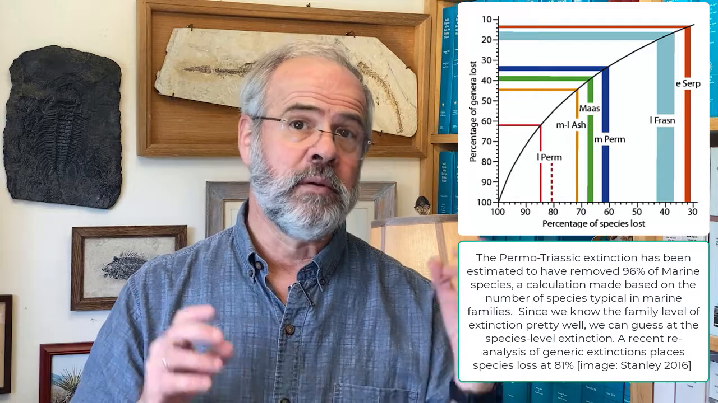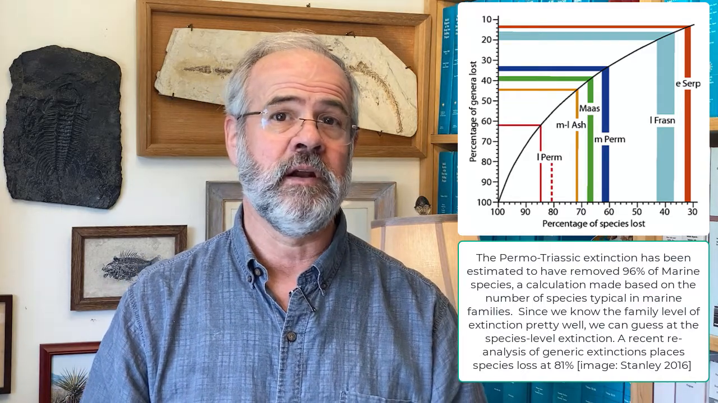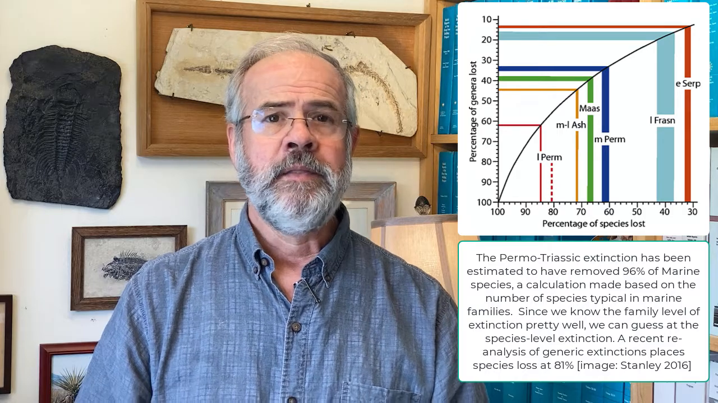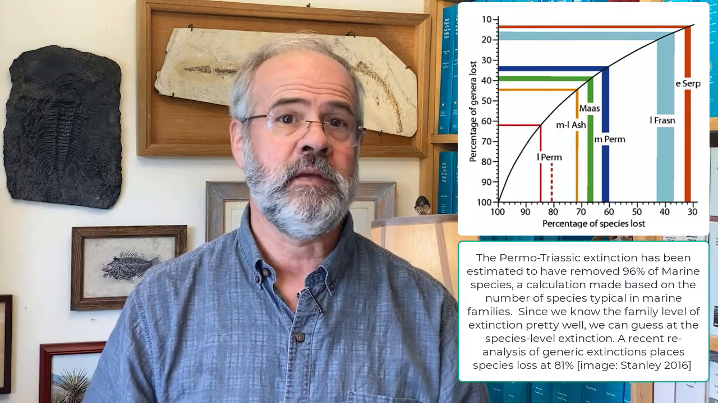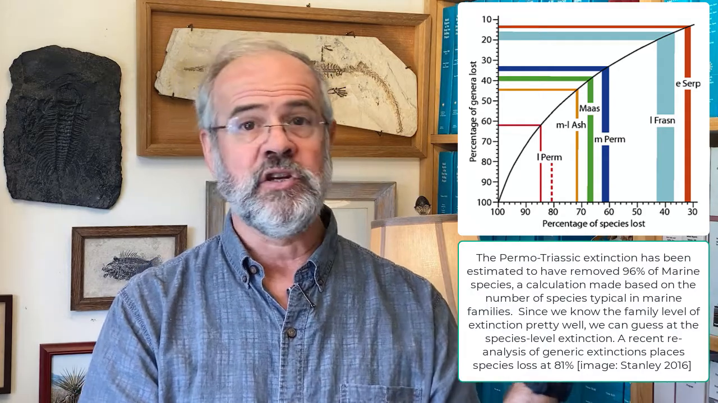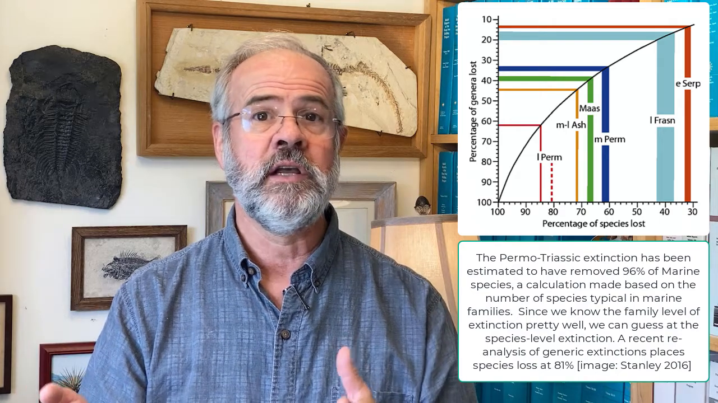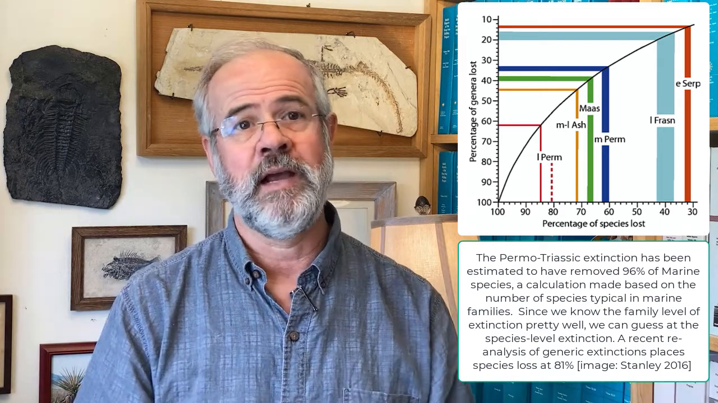For instance, the Permo-Triassic event resulted in an estimated loss of 96% of all marine species. This estimate comes from the average number of species in a given taxonomic family. We know the family-level extinction pretty well, so we can make an estimate of the species-level extinction, even though we cannot count species very accurately. Today, we address what causes a mass extinction. For that matter, what causes background extinctions?